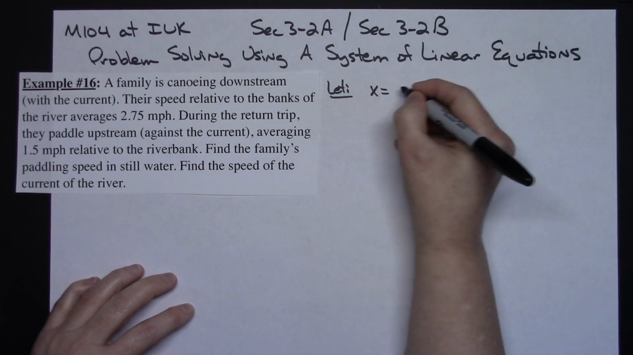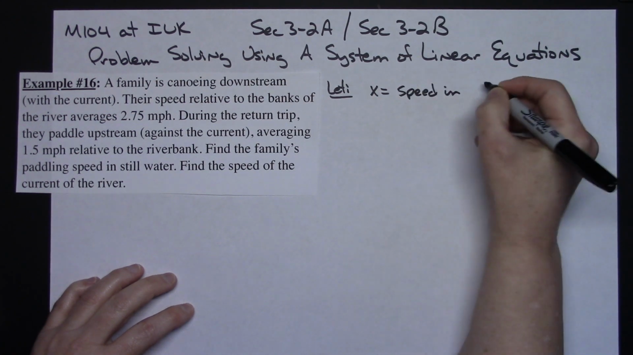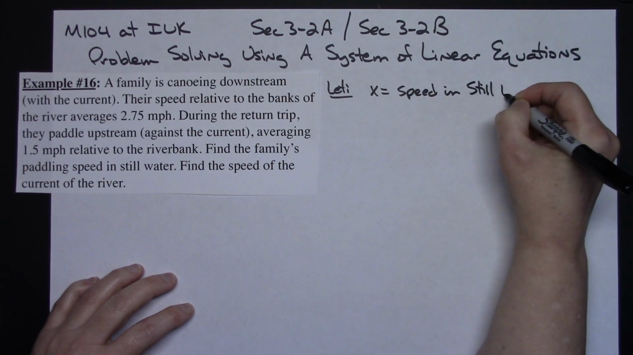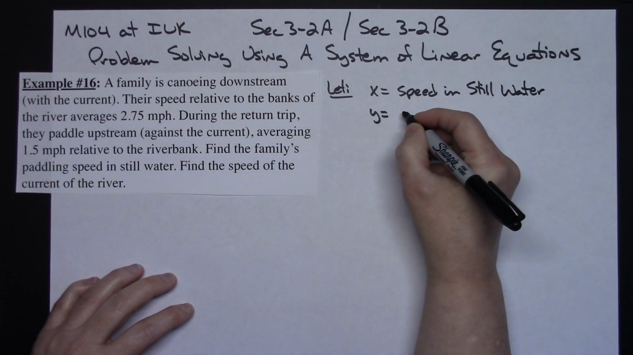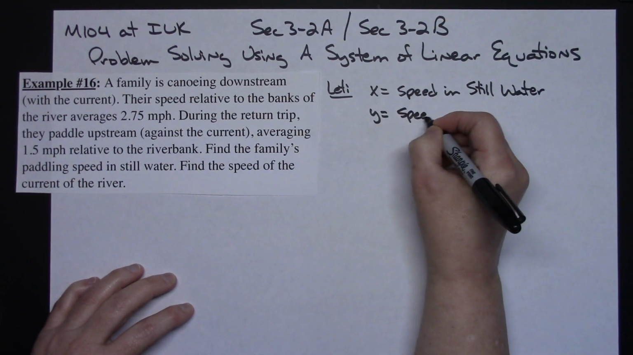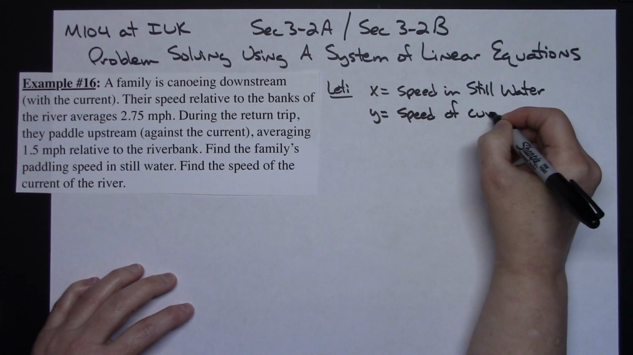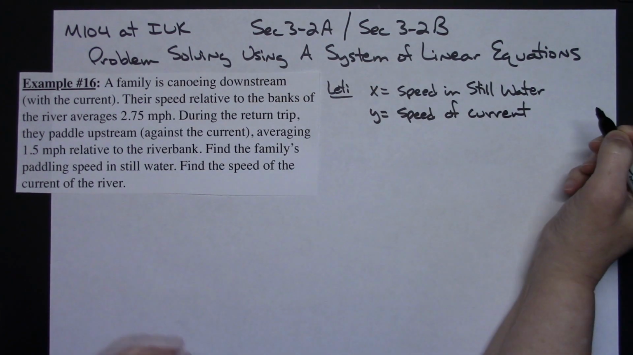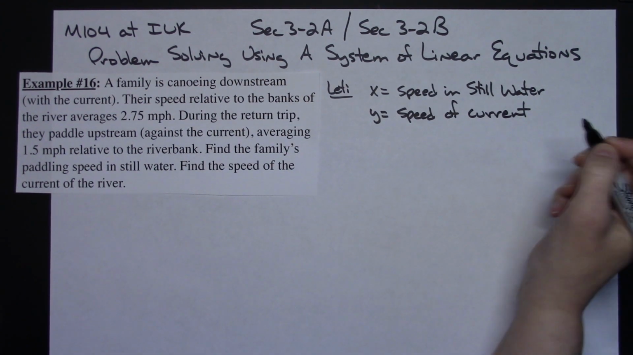So x is going to be the speed in still water, and our y is going to be the speed of the current of the river. Okay, the speed of the current. Now we need to write our system.